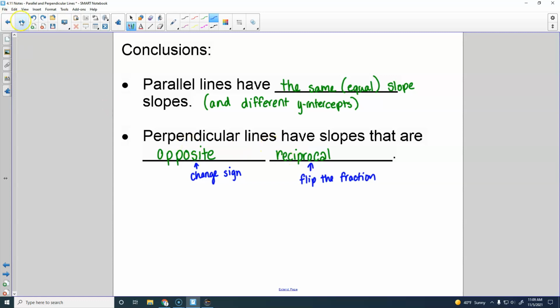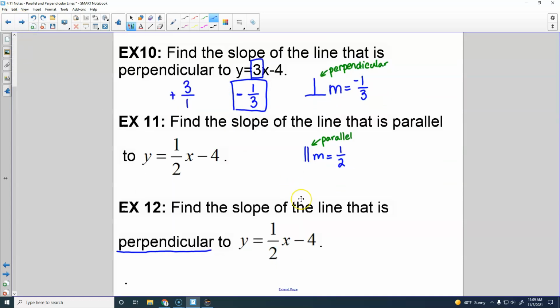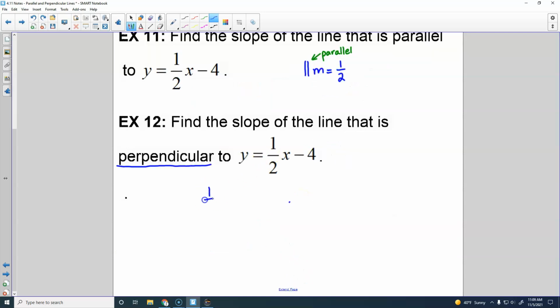Opposite, reciprocal. So opposite means that we're changing the sign. So our slope here was 1/2. We have to change our perpendicular slope. We have to change the sign. So this was positive. That means our perpendicular slope is going to be negative, right?